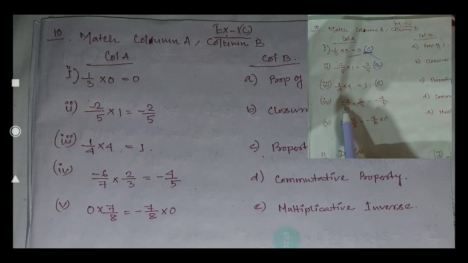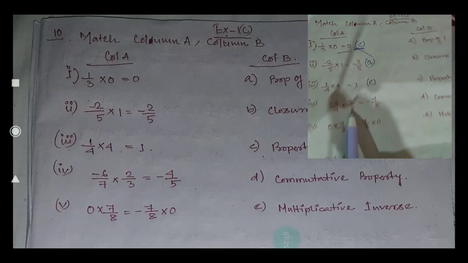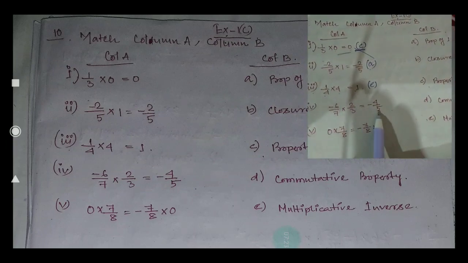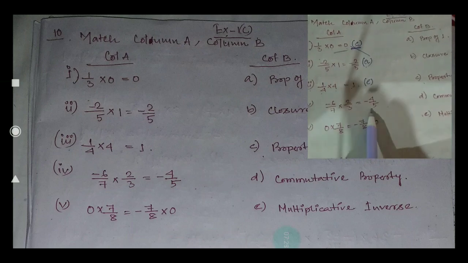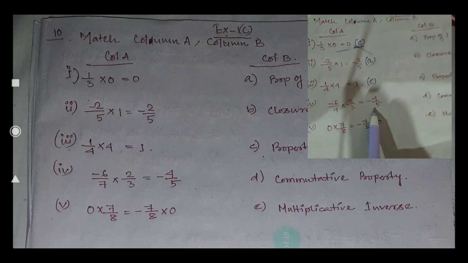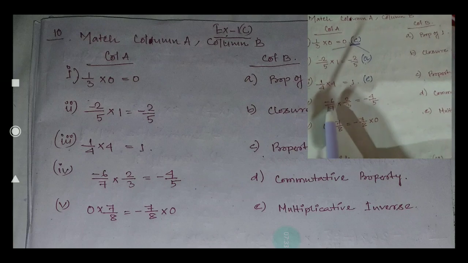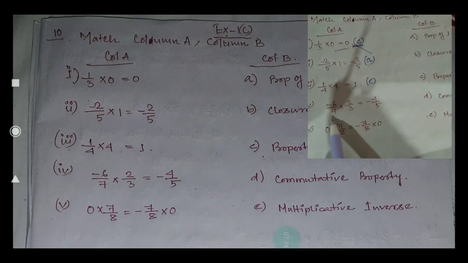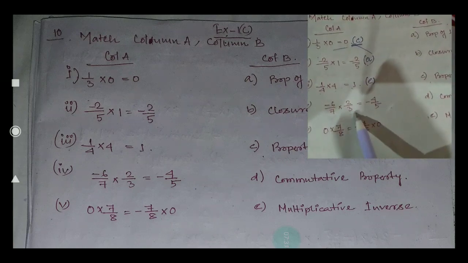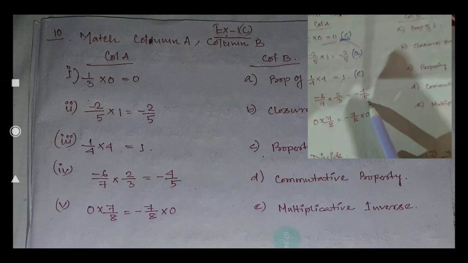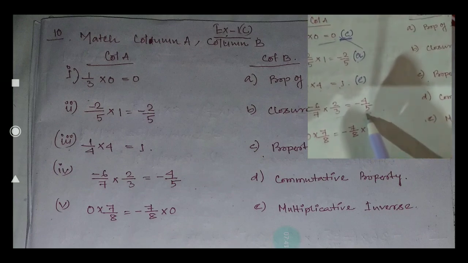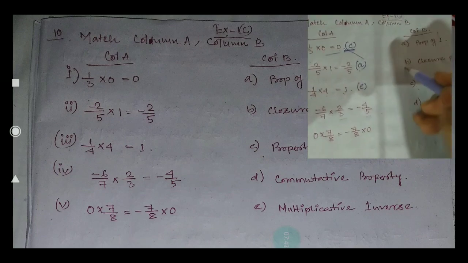Now, minus 6 by 7 into 2 by 3 is equal to minus 4 by 5. Here, see any properties matching here? Yes, some properties matching here. Minus 6 by 7 into 2 by 3. This is also one rational number. After multiplying, your answer is also one rational number. So, this is what property? Closure property. That means B.